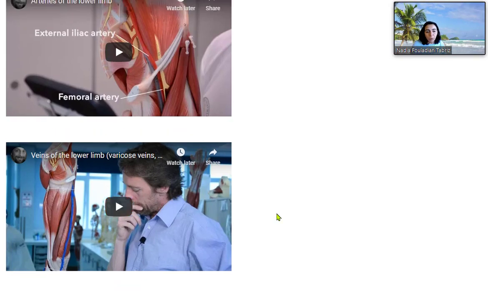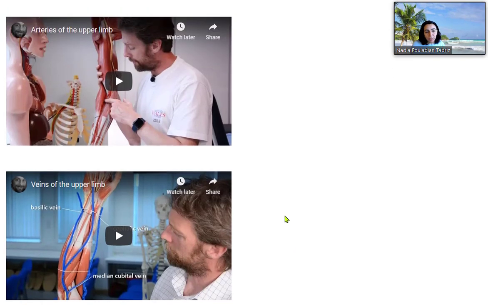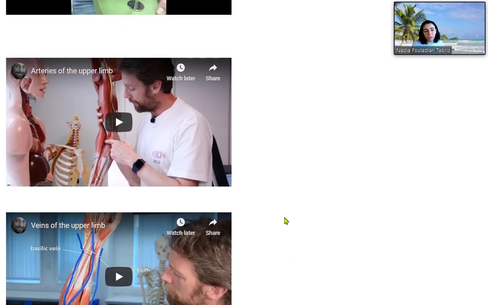So one more thing regarding the difference between the arteries and veins. One general description is that in most parts of the body, artery and vein go alongside each other, and in most parts they have the same name, with some exceptions. Like for example, when we have the common carotid, and then external carotid, internal carotid, those are arteries. We do not have a carotid vein at all.